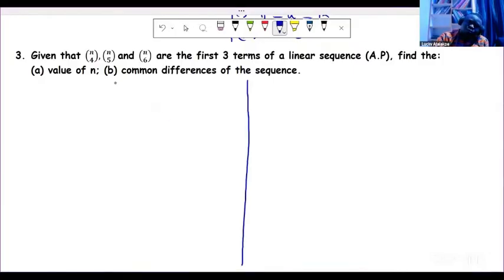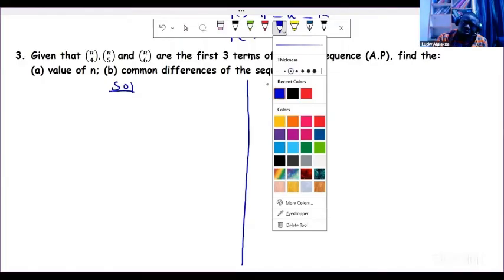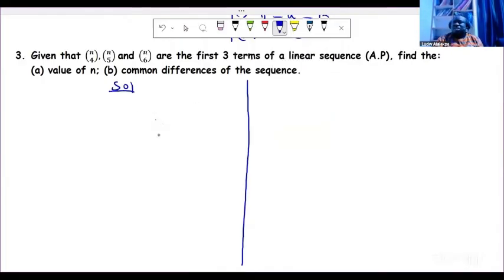Now, we were told that the terms are n combination 4. This symbol means combination, please. So n combination 5 and n combination 6. These are the terms of a linear sequence, an AP.